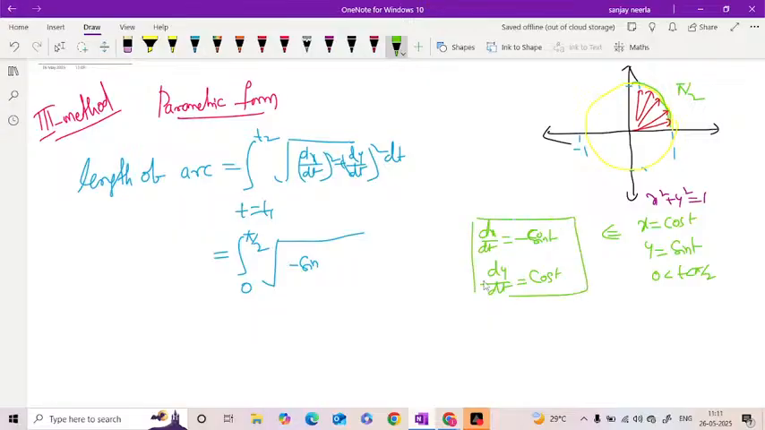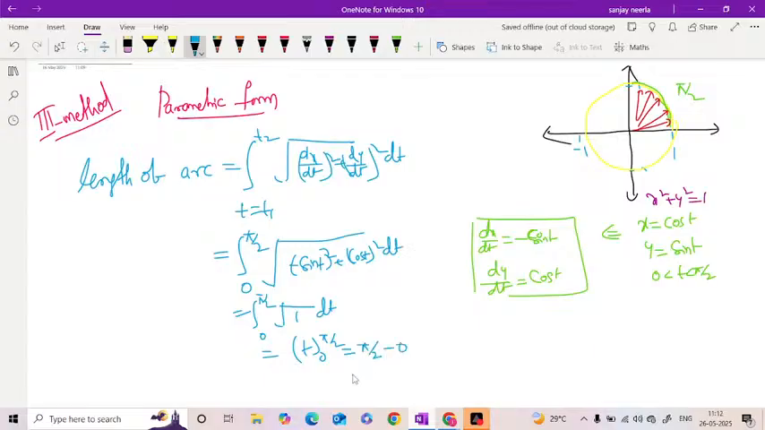Just substitute all in this integration formula. So sin t whole square plus cos t whole square into dt. That means integral 0 to pi by 2 under root of 1 dt, and integration of 1 is t, limits from 0 to pi by 2. So finally it is pi by 2 minus 0. So the length of the arc is pi by 2. Like that you can easily find the length of the arc.